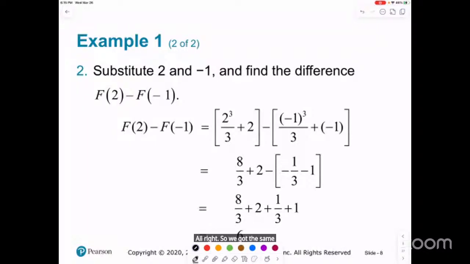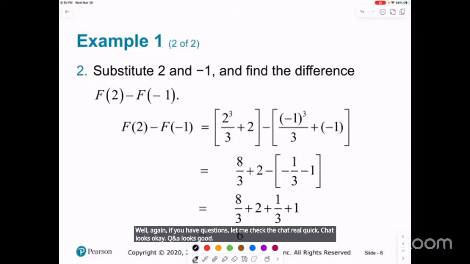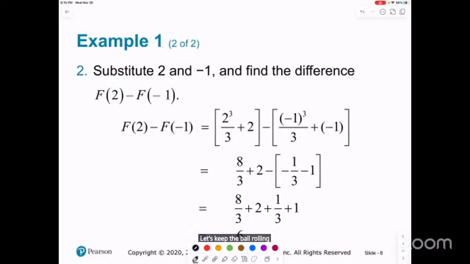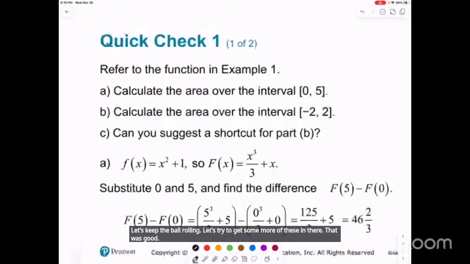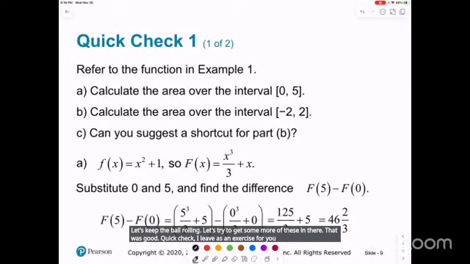So yeah, okay. Well, again, if you have questions, let me check the chat real quick. Chat looks okay. Q&A looks good. Let's keep the ball rolling. Let's try to get some more of these in there. That was good. Quick check I leave as an exercise for you. Maybe if we have time at the end, maybe we'll come back and work this one.